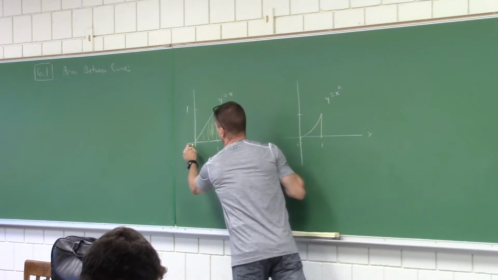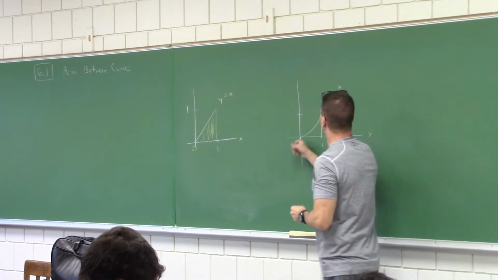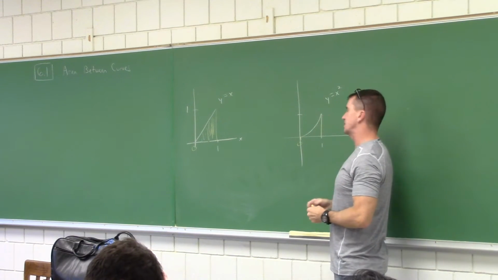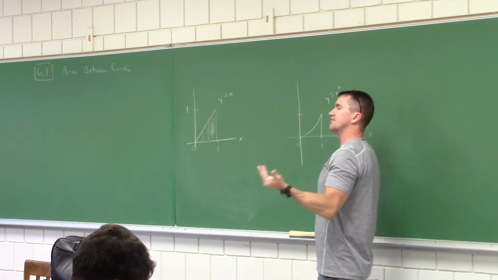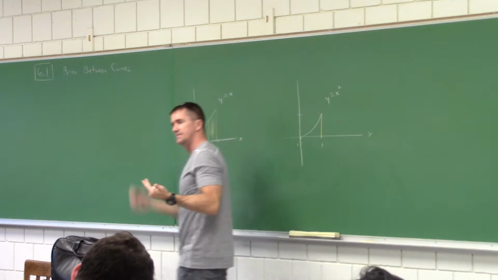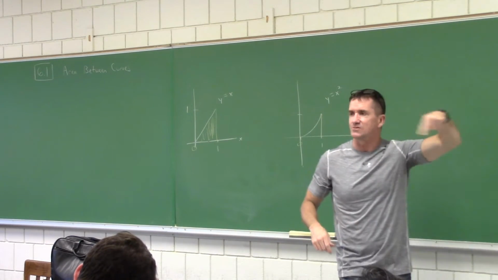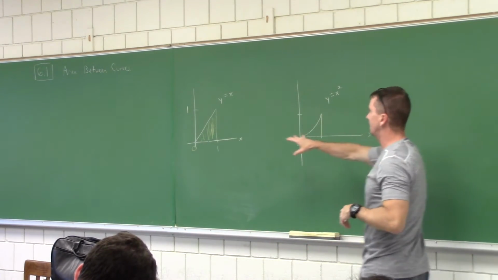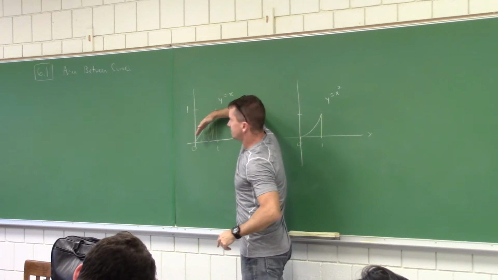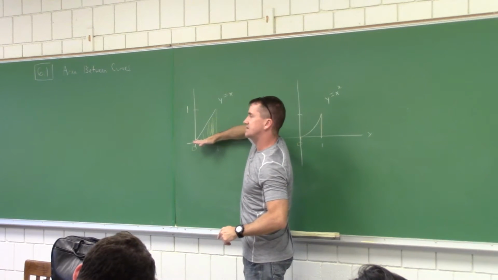So the area underneath y equals x from 0 to 1, the area underneath y equals x squared from 0 to 1. And you don't have to tell me the answers to these, but I was wondering if you could tell me the method. Going back from Calc 1, it was something you learned in Calculus 1, the method to find the area between that function and the x-axis. What do you do?